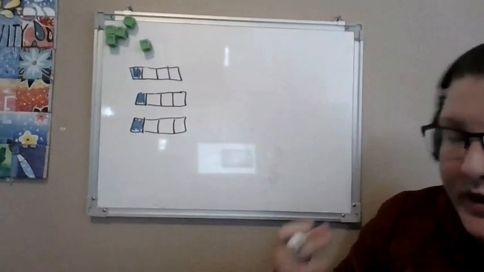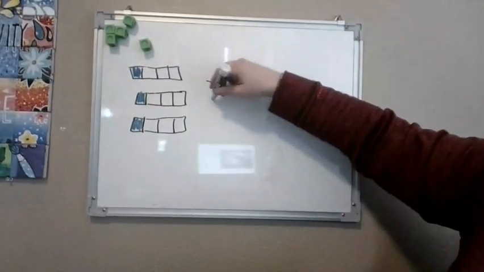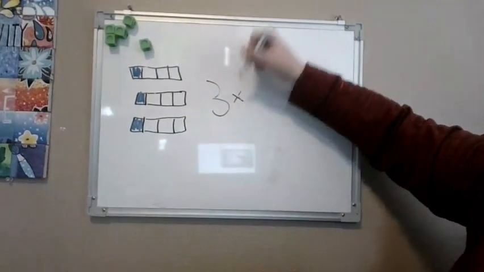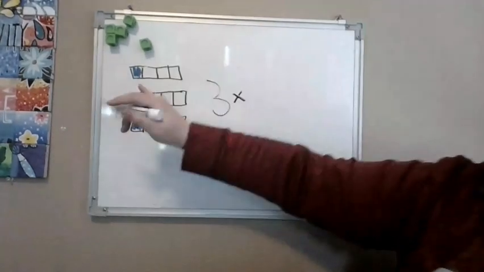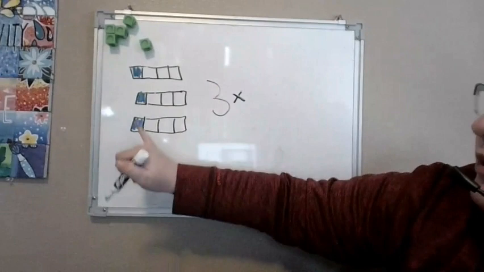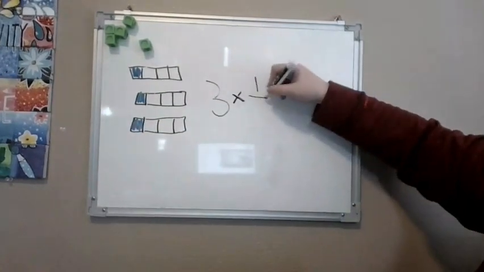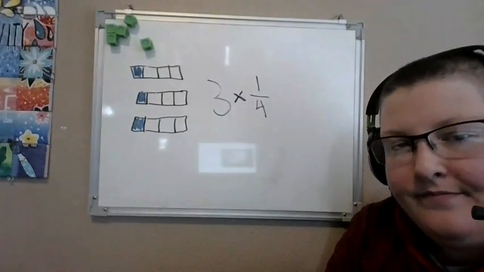So one way to show that in a multiplication sentence is that I have 3 groups of. That's what that multiplication sign means, is groups of. And I have 3 groups of 1/4, because here's 1/4, here's 1/4, and here's 1/4. 3 groups of 1/4.